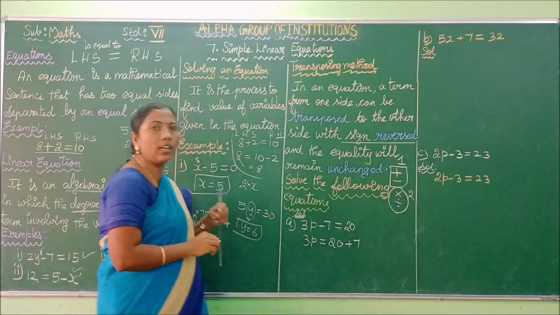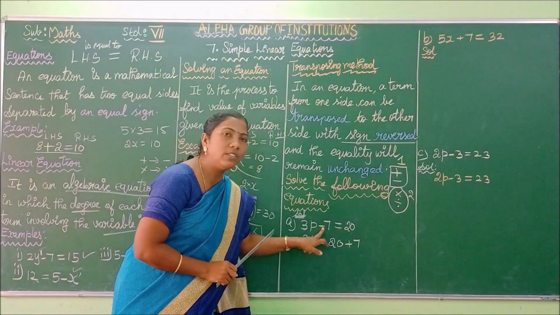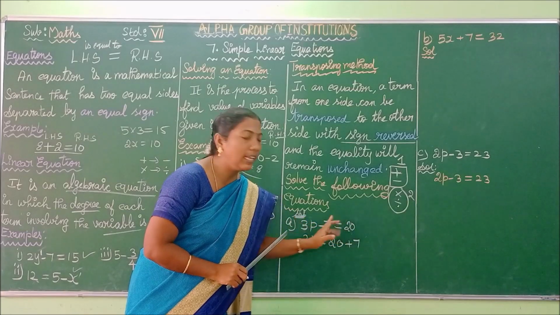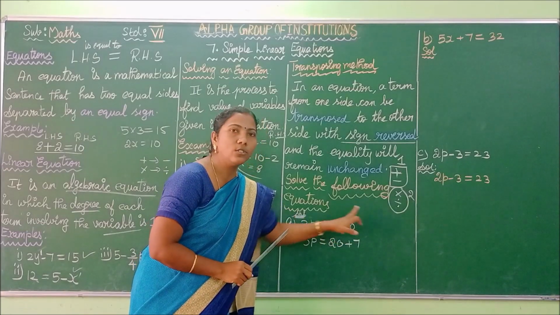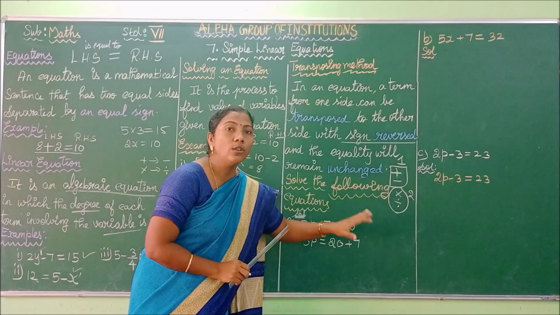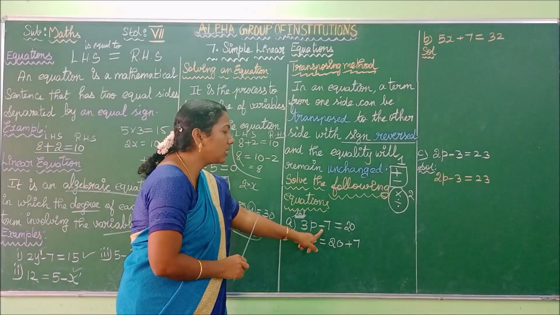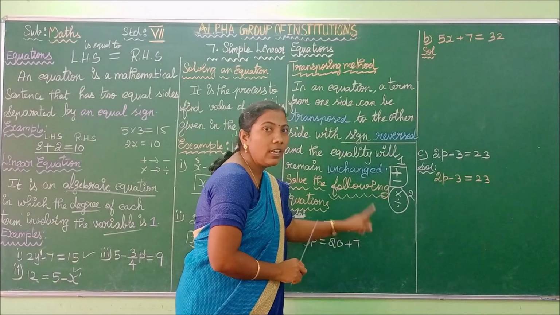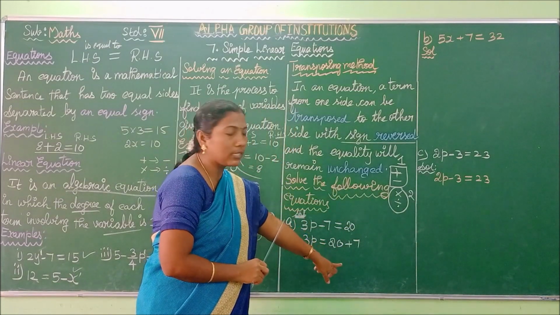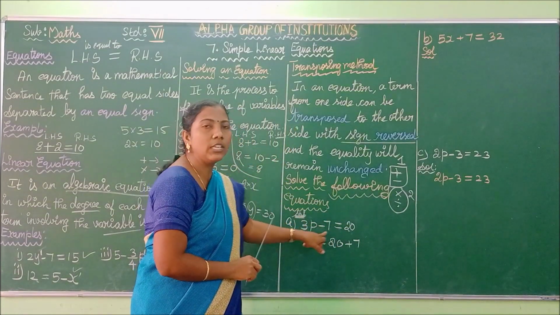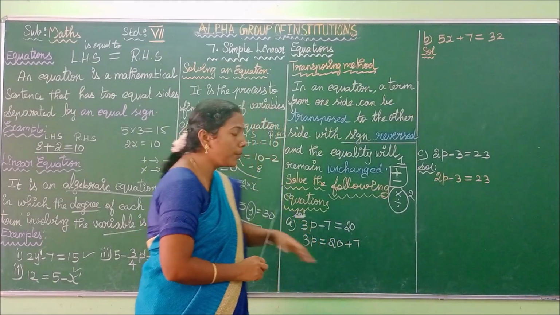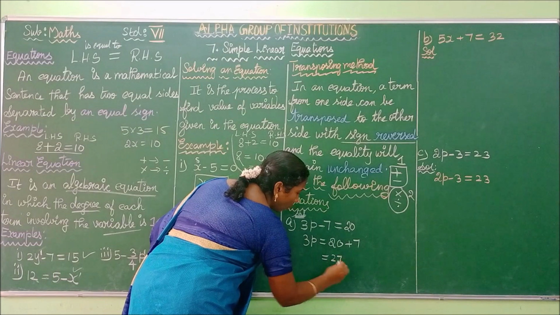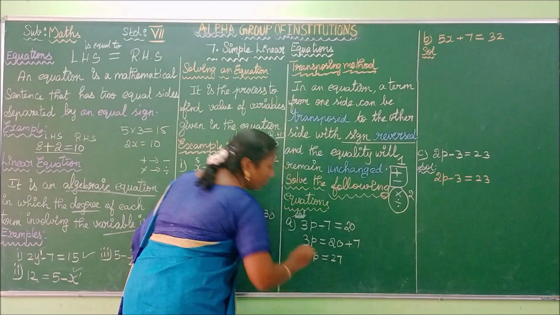Do you understand, children? Now the minus 7 which is in the LHS comes to the right hand side. While you are writing the minus 7 from LHS to RHS, you have to reverse that symbol. Because here you have minus, while you bring it to the right hand side, its sign should be reversed as plus. Suppose here you have plus, then you have to write it as minus. Okay. Next step, you have to add these two values, 20 plus 7. 27. Thus 3p equal to 27.